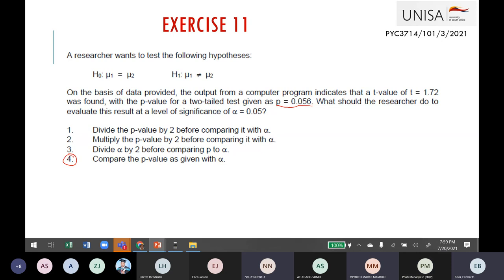Whoever said number 4 is correct. Pay attention. The sign is a two direction or two tail. This is a two-tail test. They gave you a two-tail test p-value, and the alpha. You cannot be dividing, you cannot multiply, you cannot divide. The only thing you need to do, because you have the p-value and the alpha, is just to compare your p-value with the given alpha. Tricky. Whereas on the previous one, the sign here was greater than, so it was a one-tail test. So we needed to divide. So now this is a two-tail test, we just compare.